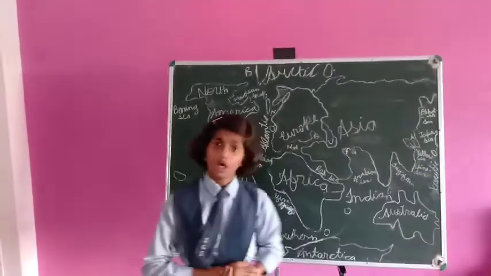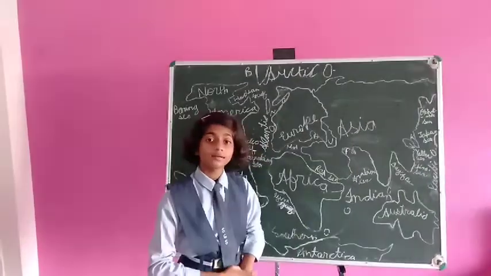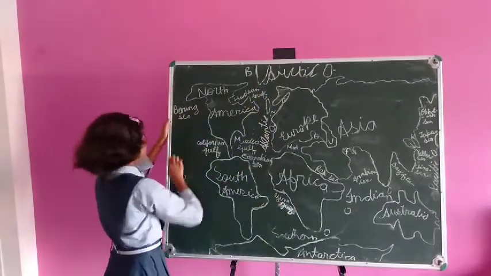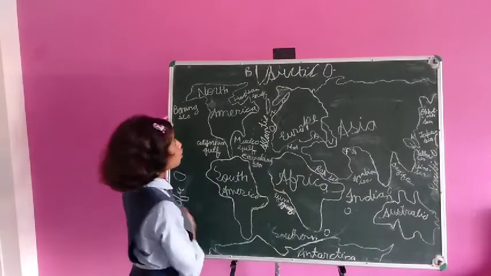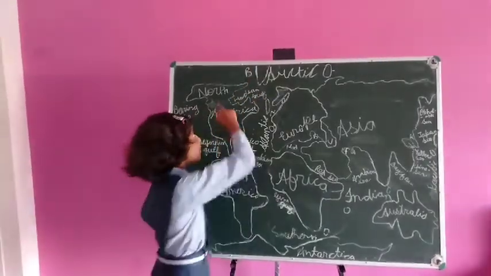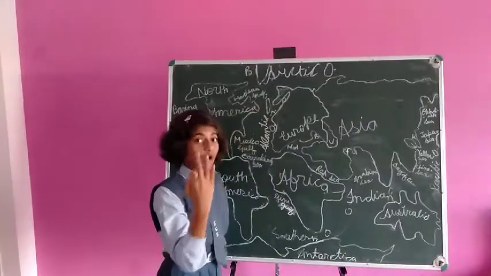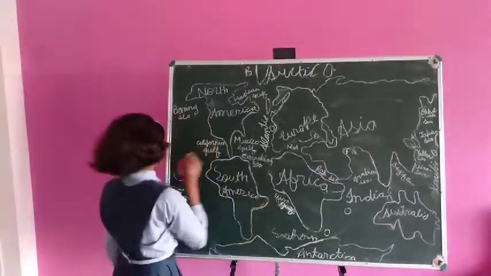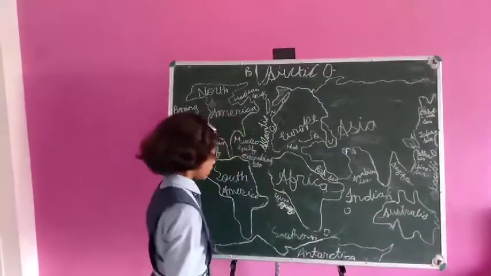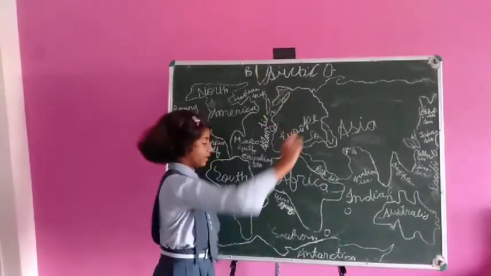Now you have also learned about the Arctic Ocean. As I told you, by the Bering Strait it is joined to the Pacific Ocean, and here it is joined to the Atlantic Ocean. It means it is surrounded by the north part of these three continents and joined by two oceans, the Pacific Ocean and the Atlantic Ocean. So this is the Arctic Ocean.